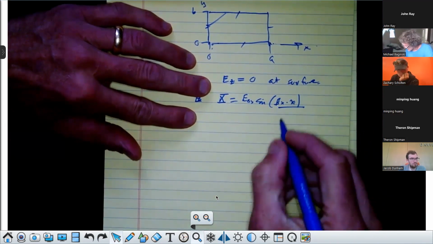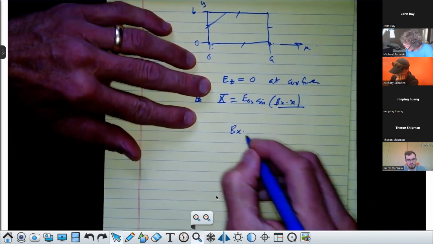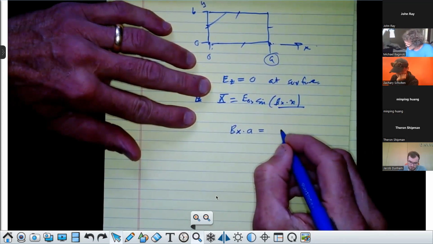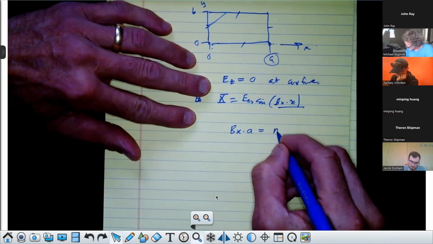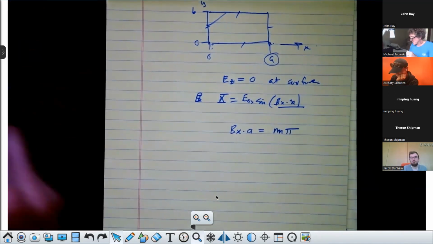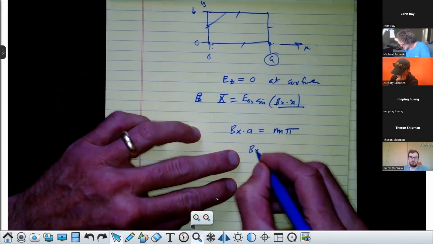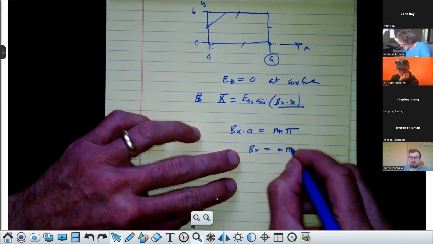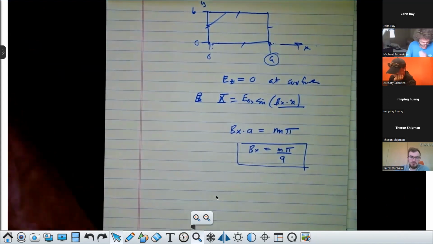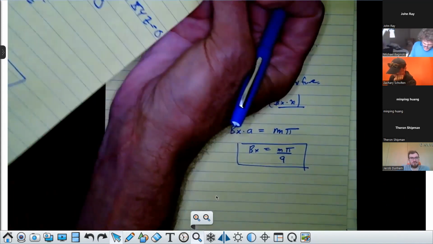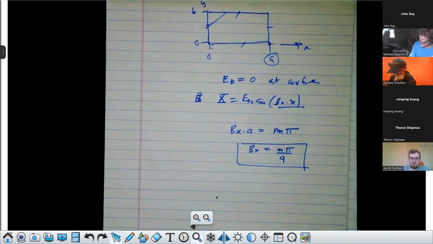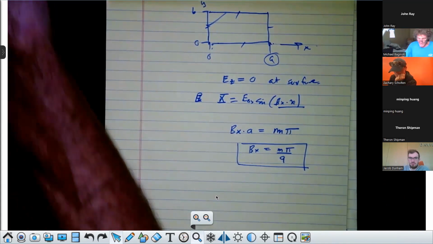So you can say that beta x times this distance a has to be equal to, and call it m pi. Beta x itself will be equal to m pi over a. And that is in his book. That's equation 7.39.